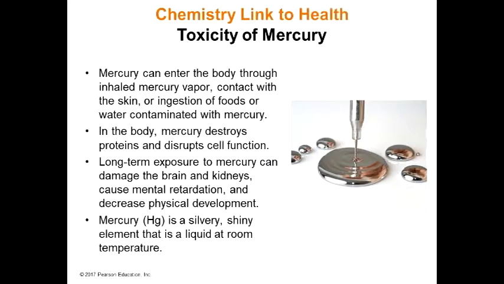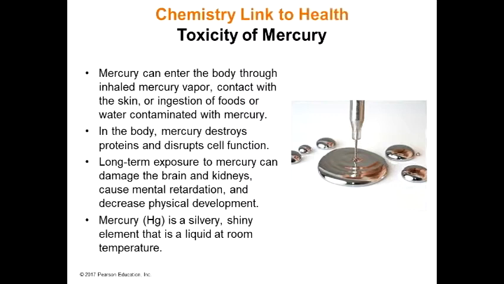Toxicity of mercury. Mercury is a very toxic material. Mercury can enter the body through inhaled mercury vapors, contact with the skin, or ingestion of food. Mercury is really harmful. In the body, mercury destroys proteins and disrupts cell function. It short circuits your cell functions. It's like putting a short circuit material in there, and it's kind of shocking you, and it just won't let things function properly. Long-term exposure to mercury can cause brain and kidney damage, retardation, and decreased physical development.